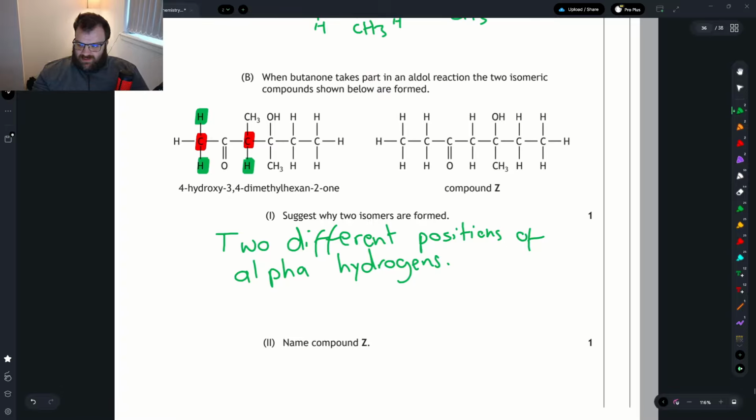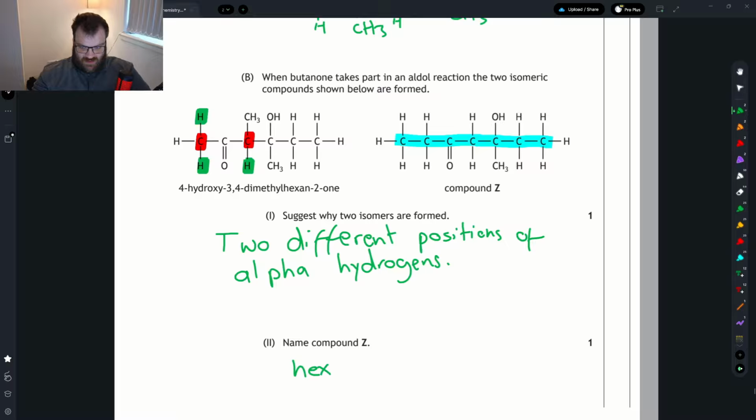Now we've got a big long chemical to name. Let's go for the longest chain of carbons. 1, 2, 3, 4, 5, 6, 7. I'm hunting for any other ways that we can make a longer chain. We cannot. So that's going to be hept, since 7 carbons. It's going to be heptanone because it's a ketone.